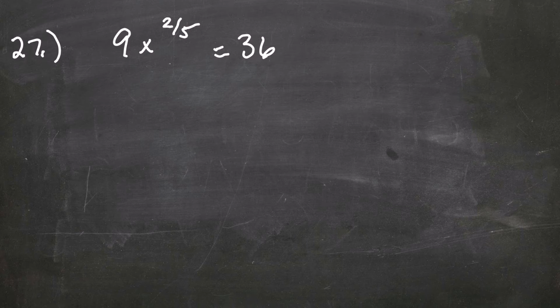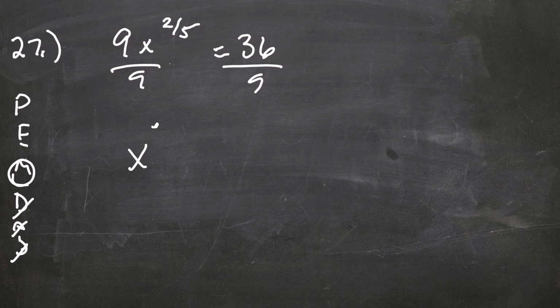All right, 9x to the 2/5 equals 36. So once again, PEMDAS backwards. Somebody's going to try to get rid of the exponent first. There is no subtraction, no addition, no division. You have to get rid of that multiplication first. So you get x to the 2/5 equals 4.